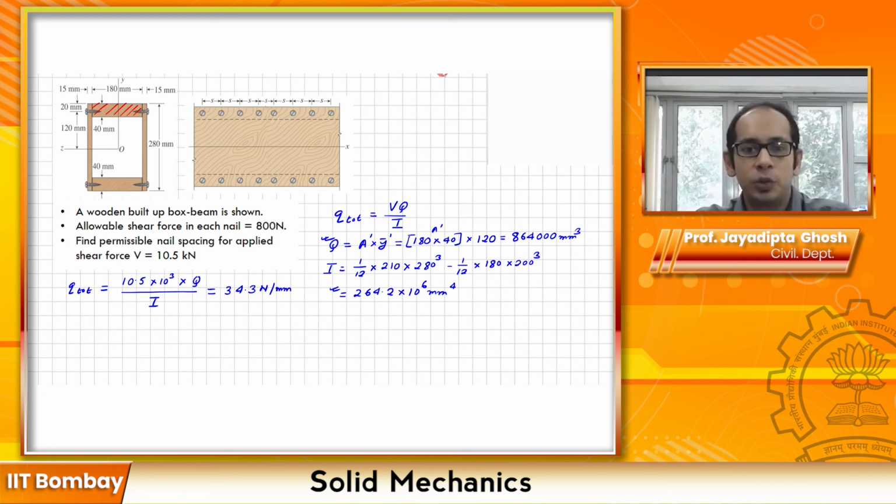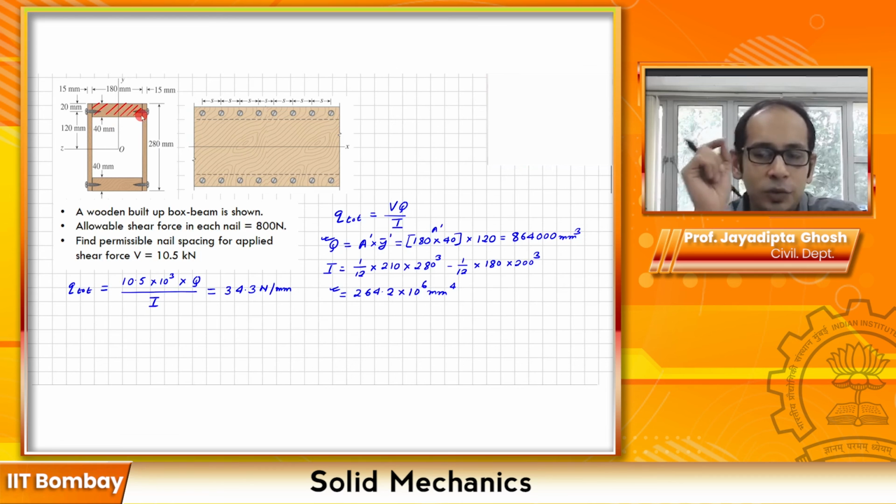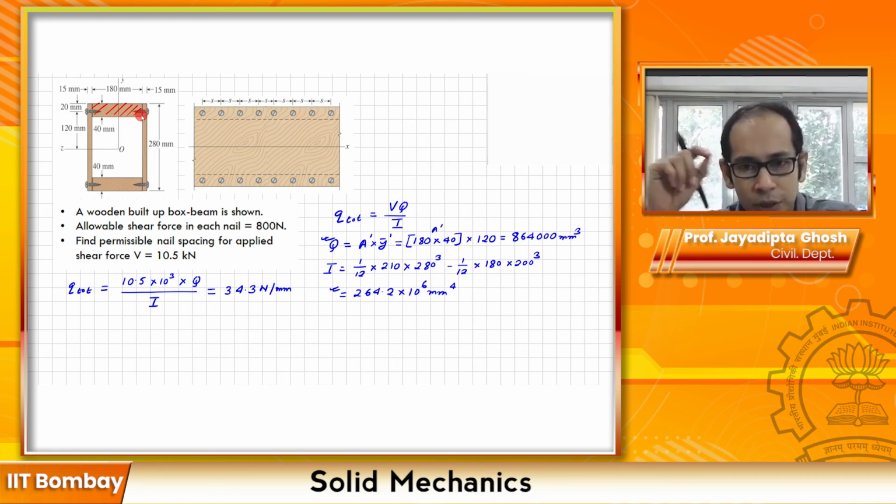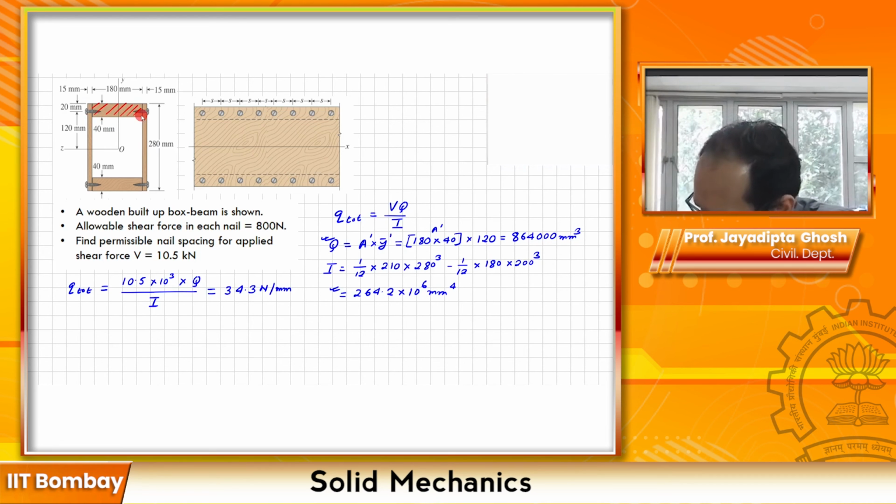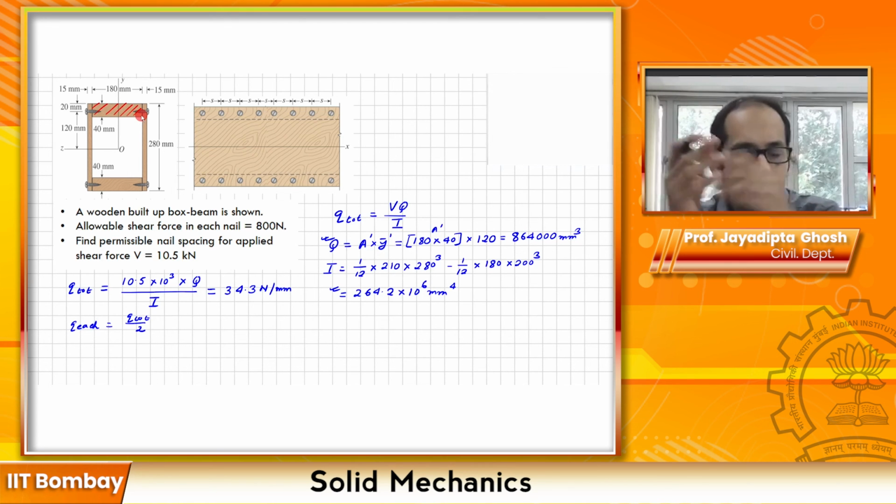Now how many rows of bolts are there? There are 2 rows of bolts, as you see over here. That means q for each row of bolts is going to be q total divided by 2. So q for each row is q total divided by 2. Now that we have this, we are going to find the spacing between the bolts.